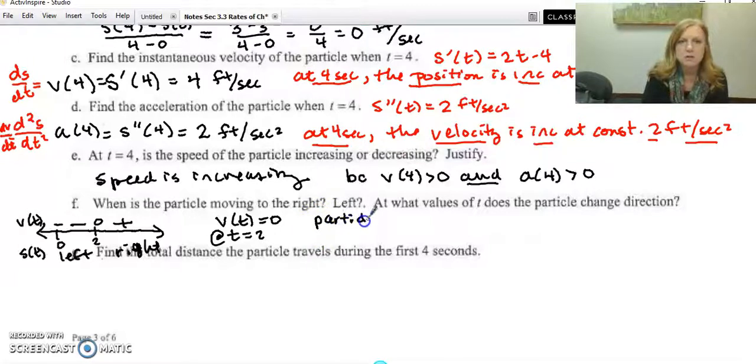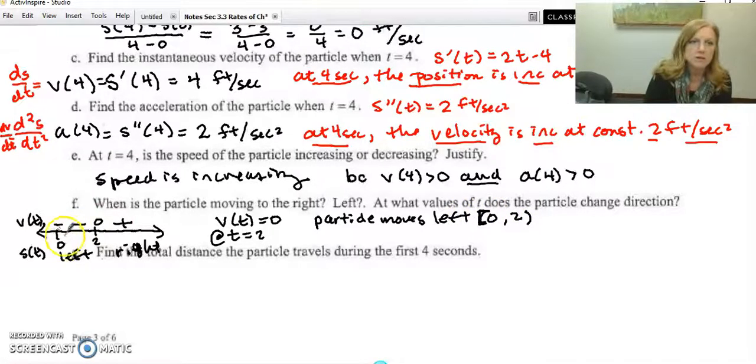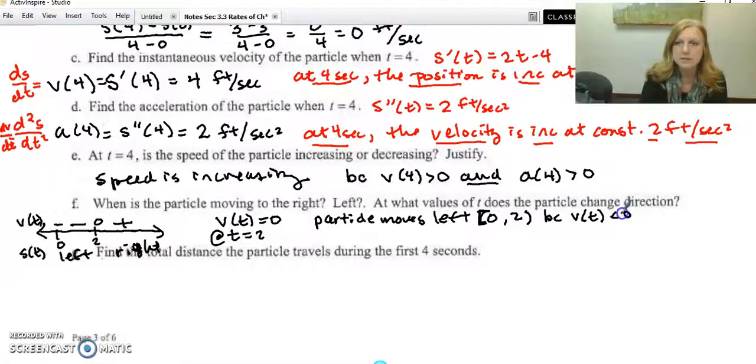The particle moves, let's do left from 0 to 2. And, you know, it's one of those things about what's actually happening at 0. The particle was actually moving when time started on this. And so I would probably put a bracket right there because at 0, it is a negative value on that. So 0 is just our starting point. So we would say it moves left, bracket 0 to 2, because our v of t is less than 0.